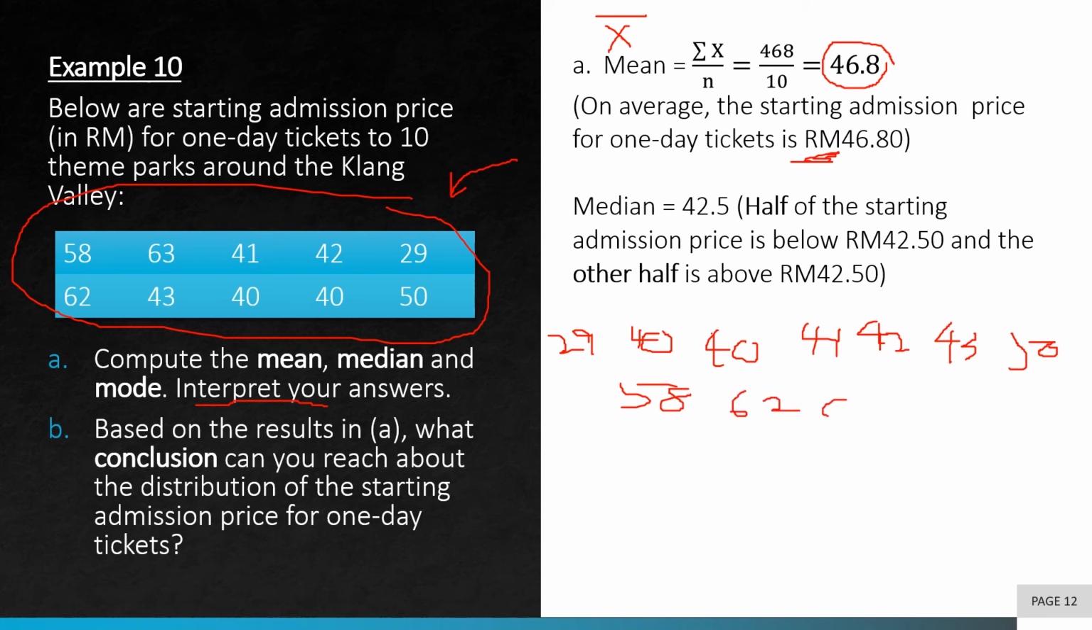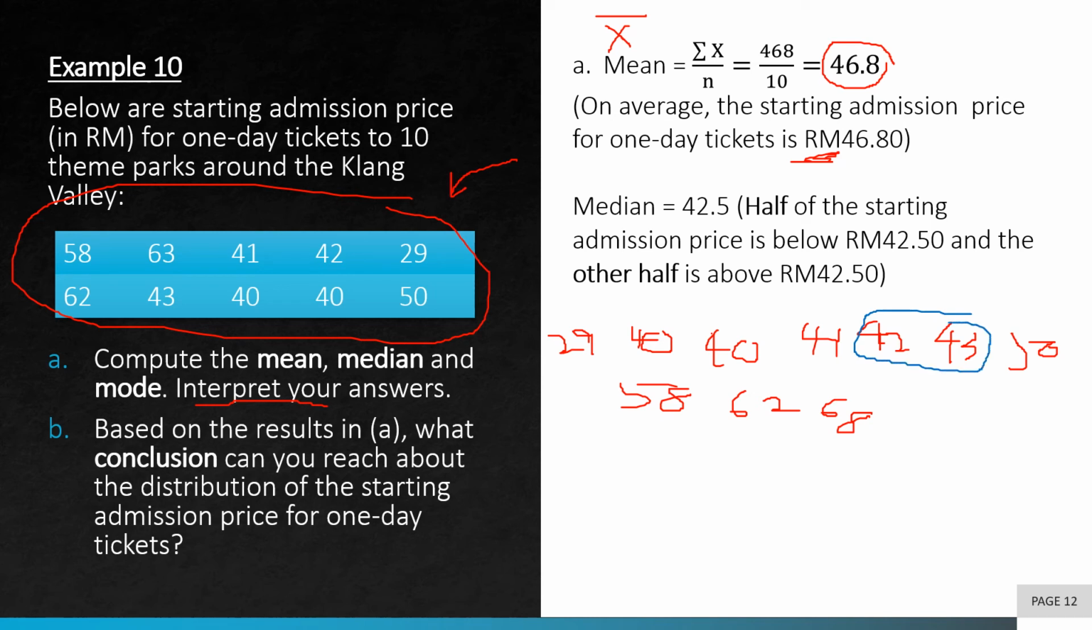62 and 68. Okay, do we have 10? 1, 2, 3, 4, 5, 6, 7, 8, 9, 10. Okay, good. Now, here we have an even numbered data set. So you don't have one middle value. You have actually two. So the middle values here are actually 42 and 43 here.